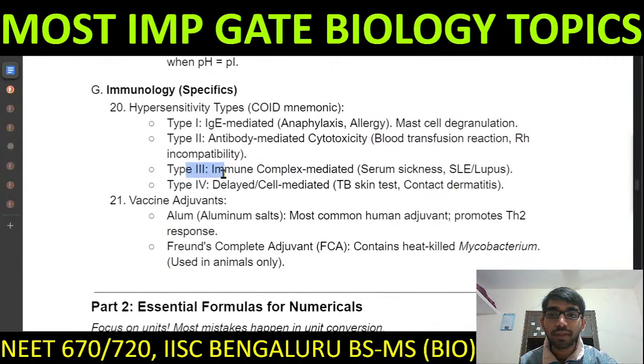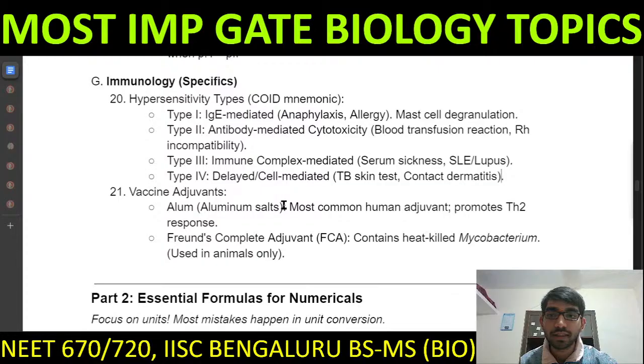Then there is type 3 hypersensitivity, which is immune complex mediated, and its examples are serum sickness and SLE or lupus. Then type 4 is delayed or cell mediated. Again, here the examples are TB skin test and contact dermatitis.